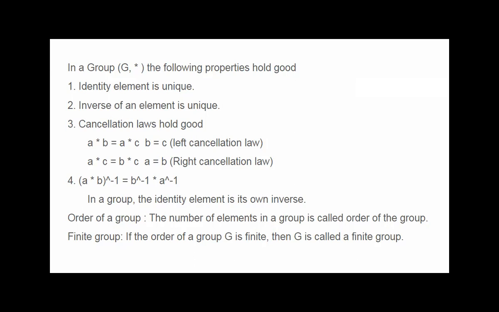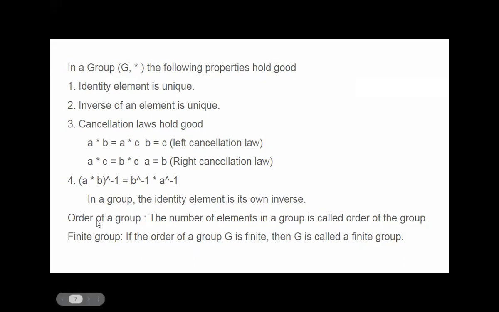For the multiplication operation, as we have seen, one is the identity element, and that one has only one inverse, which is that element only, since one by one gives us one. So what is most important again here in the group? The identity element is its own inverse.